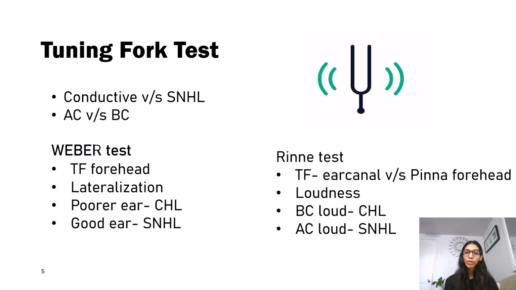In Weber, what we are basically doing is checking for lateralization. When we say lateralization, we're trying to figure out where the patient is hearing the tone louder. That is, is it on the right side or the left side, or is he hearing the tone in the midline? When you are hearing louder on the right side, you feel that the tone comes from the right side, right? So for the Weber test, we place the bone vibrator on the forehead, and then we present the tone and ask the patient or the client to determine where the sound came from.